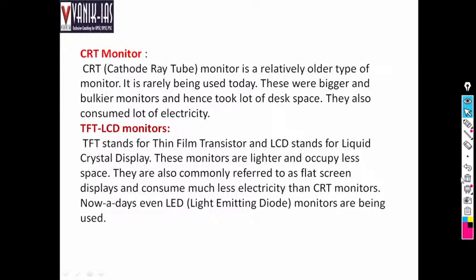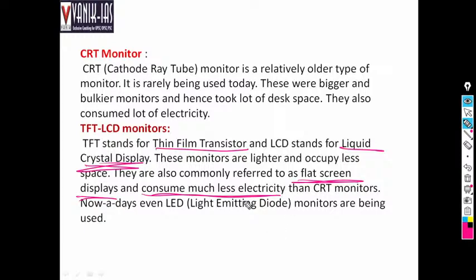Remember these two terms: thin film transistor and liquid crystal display. These are lighter and occupy less space, and are very commonly referred to as flat screen displays. They consume much less electricity. That means they are energy efficient as compared to the cathode ray tube monitor.